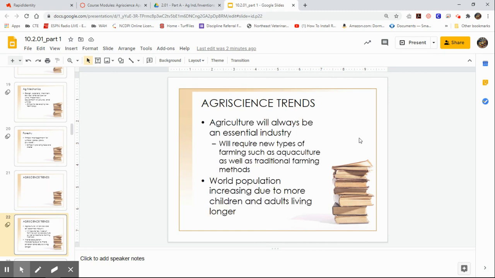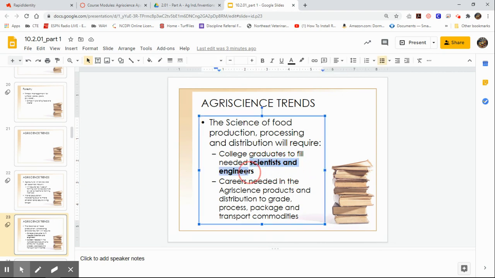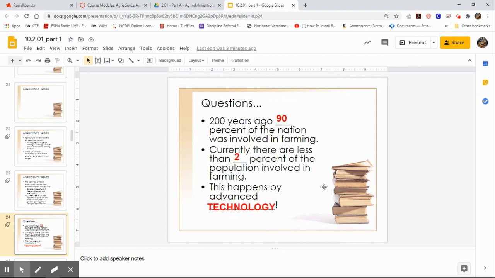And then a couple of trends about agriscience and agriculture in general. World population's increasing. You have children living longer, adults living longer. You have better medical. You have more technology. The jobs aren't as strenuous as what they used to be. So there's a lot of things that factor into that. The highest demand in agriscience and agriculture are scientists and engineers, right? Without these scientists and engineers, right, designing new kinds of equipment, it's going to be very hard to keep up with the demand of agriculture.